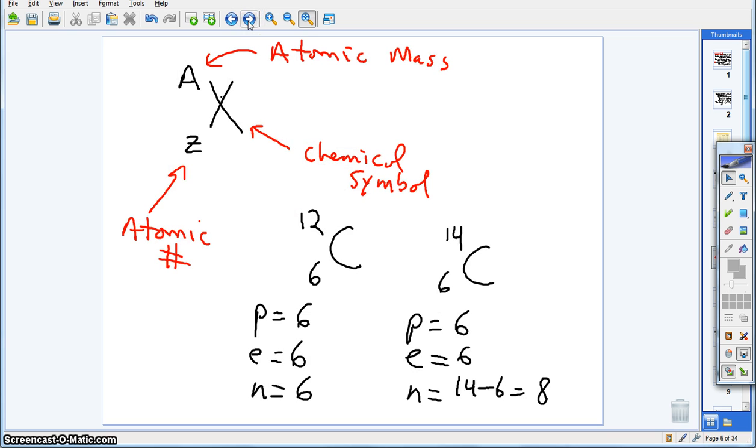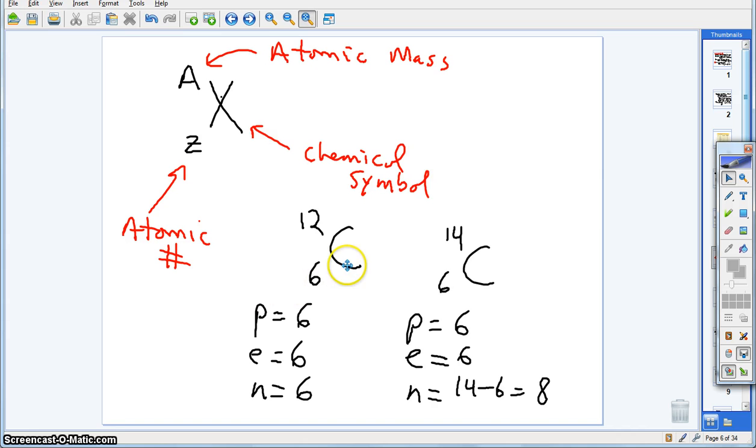And so the last thing we'll talk about in this segment is kind of the symbol that we can use. So A Z X, where X is going to be the chemical symbol. In this case, C for carbon, could be Na for sodium, Fe for iron. A is the atomic mass, Z is the atomic number.